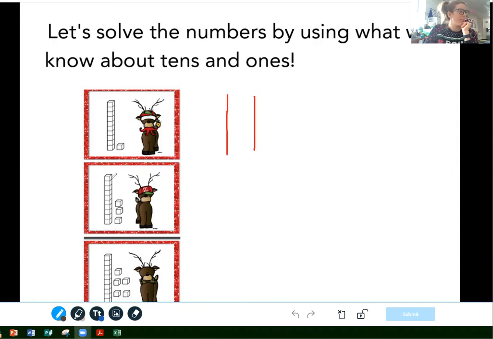All right, what about this one? How many 10s? 1. How many ones? 3. What's the number? 13. And down here, how many 10s? 1. How many ones? 1, 2, 3, 4, 5. So what's the number? 15.